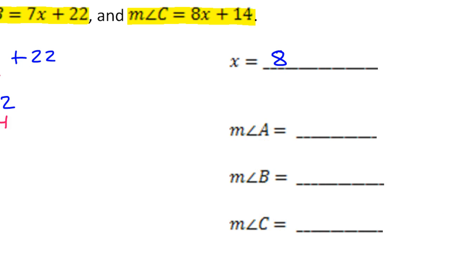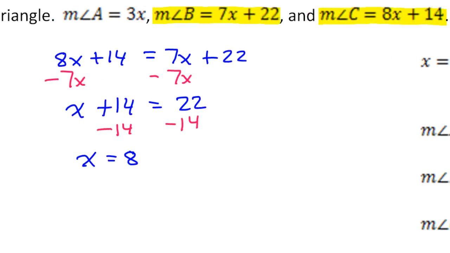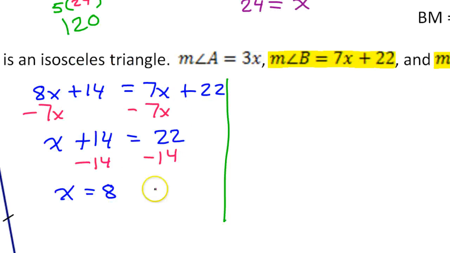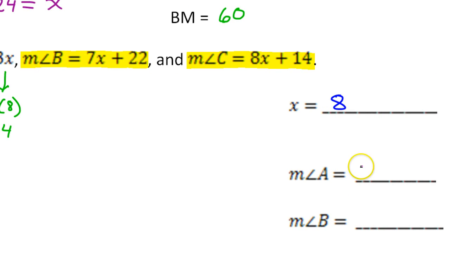Now we're supposed to find all of these angles, so really we can just take this 8 and substitute it back into each one of these expressions. Alright, maybe I'll just erase all this. Alright, well, let's start with angle A. Angle A is 3x. Alright, so that makes this 3 times 8, which of course is 24. So that's going to be the measure of angle A is 24 degrees.